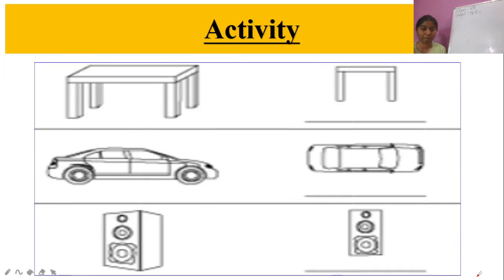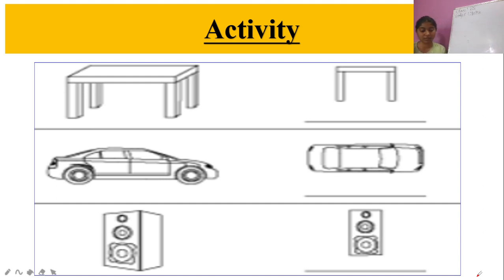See students, on the left hand side we have a table, a car and a speaker. On the right hand side there is the shape of a table only, but it is the other side of a table, right? And for the car on the right hand side, the top side of it is visible to you, right? And for the speaker it is the front side.